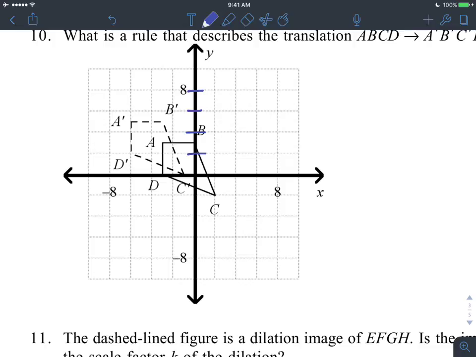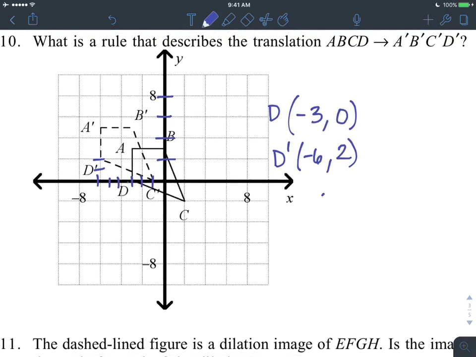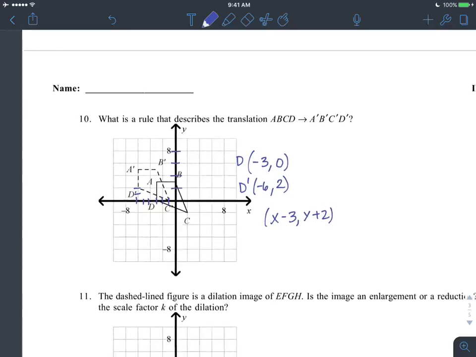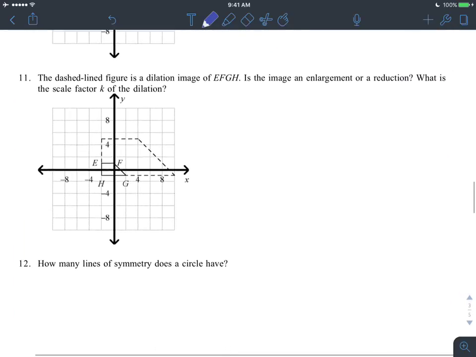So let's look at the point D. D is at (-3, 0), and D' is at (-6, 2). So if we look here, our x's went to the left 3, and our y's went up 2. So x minus 3, y plus 2 is the answer for that one.